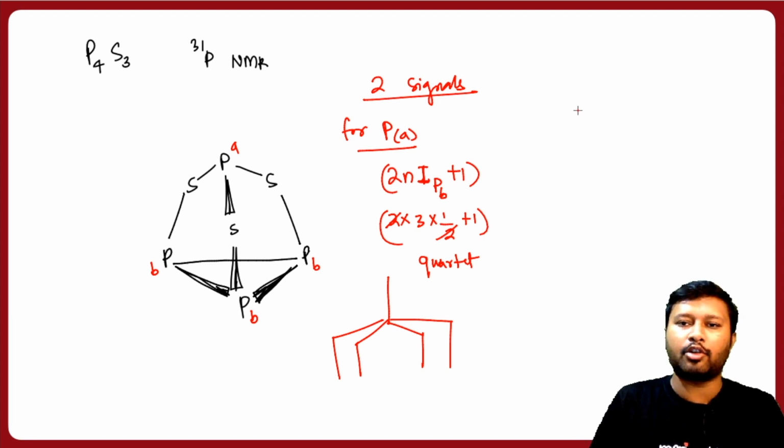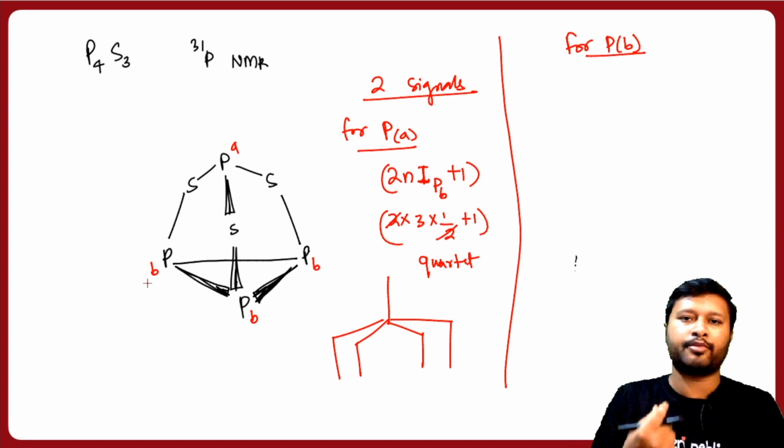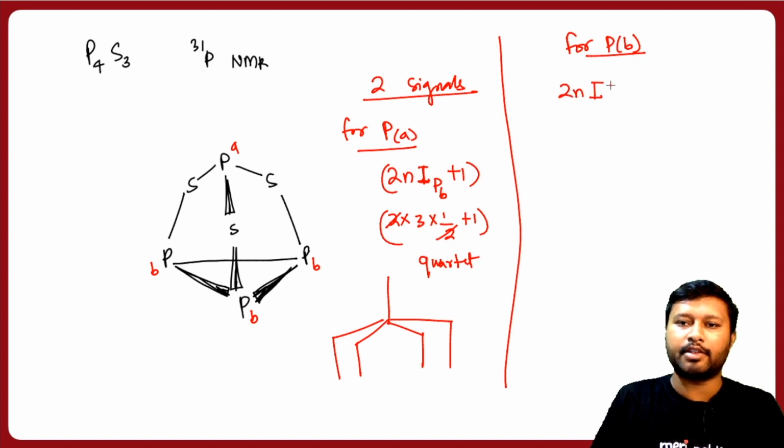Whereas if I talk about phosphorus of type B, let's talk about that now. All phosphorus of type B are equivalent, so they will not split each other. Who will split them? Phosphorus of type A will split them. So we will have splitting in this form, 2nIPa plus 1. Now Pa is phosphorus of type A. How many phosphorus of type A are there? There is just one of them. I value is half, plus 1. If I solve this, I will get 2, or a doublet.